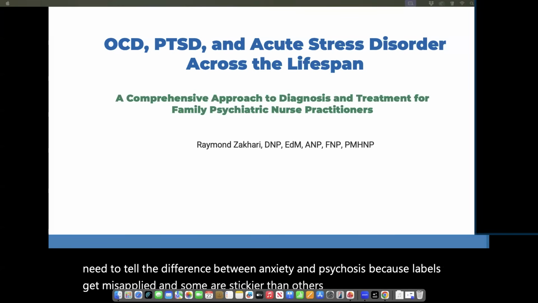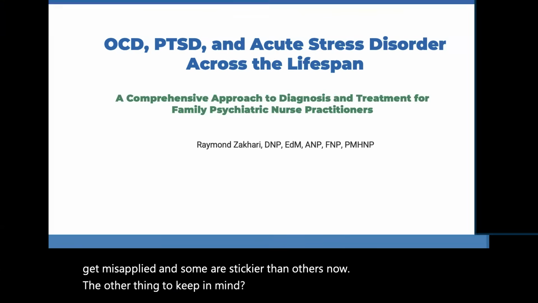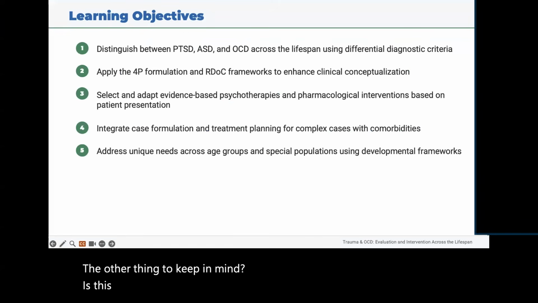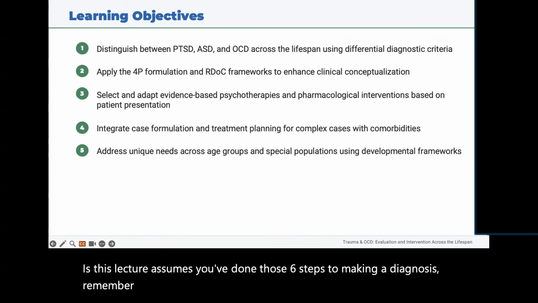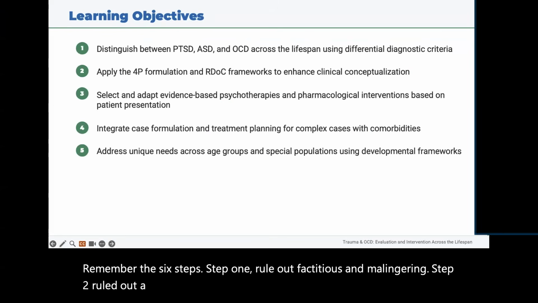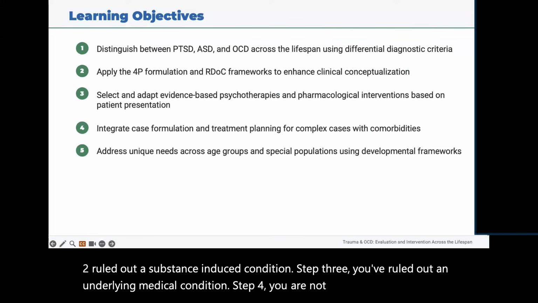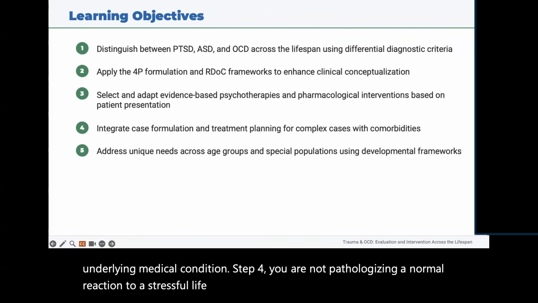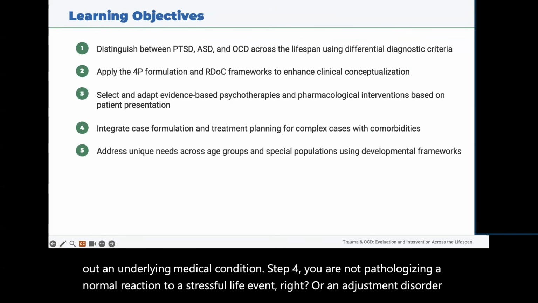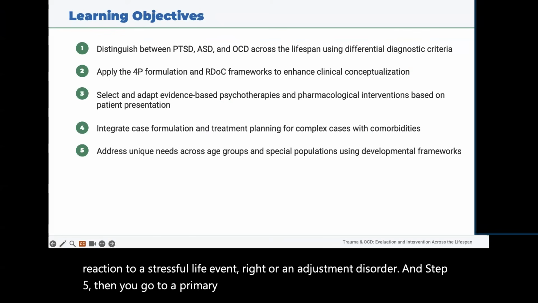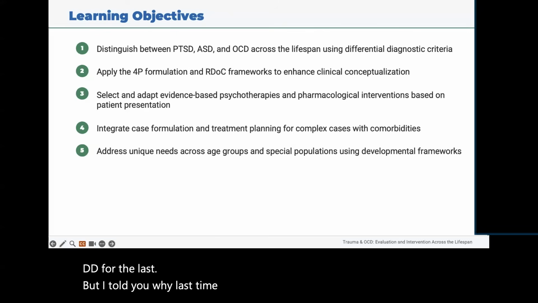Now, the other thing to keep in mind is this lecture assumes you've done those 6 steps to making a diagnosis. Remember the 6 steps. Step 1, rule out factitious and malingering. Step 2, rule out a substance-induced condition. Step 3, you've ruled out an underlying medical condition. Step 4, you are not pathologizing a normal reaction to a stressful life event, or an adjustment disorder. And step 5, then you go to a primary psychiatric disorder, and you're going to leave ADD for the last, and I told you why last time, but we'll reiterate that again here.